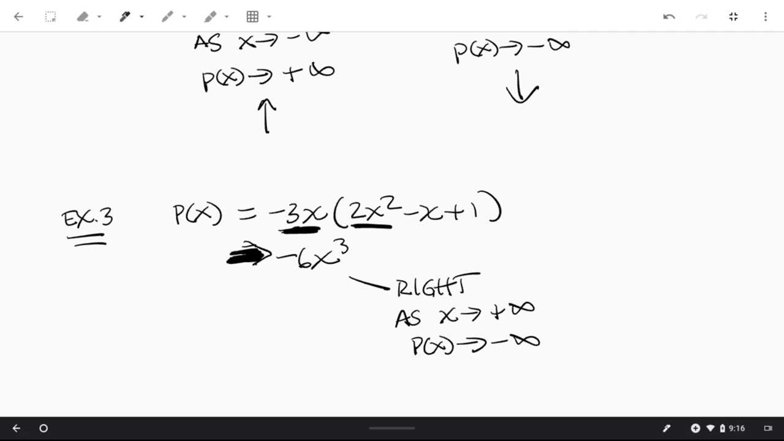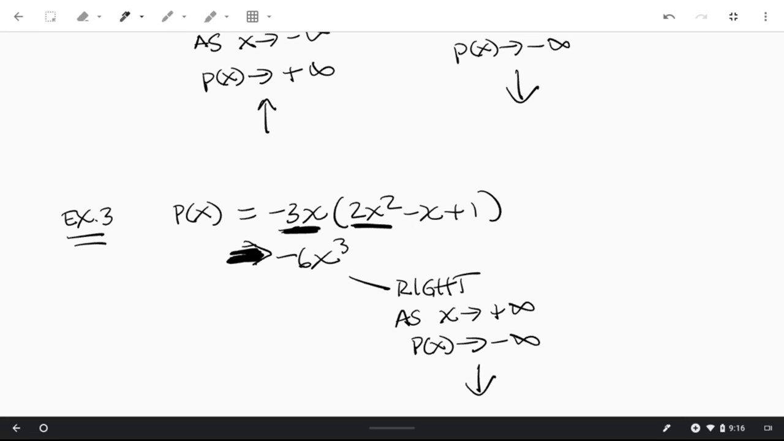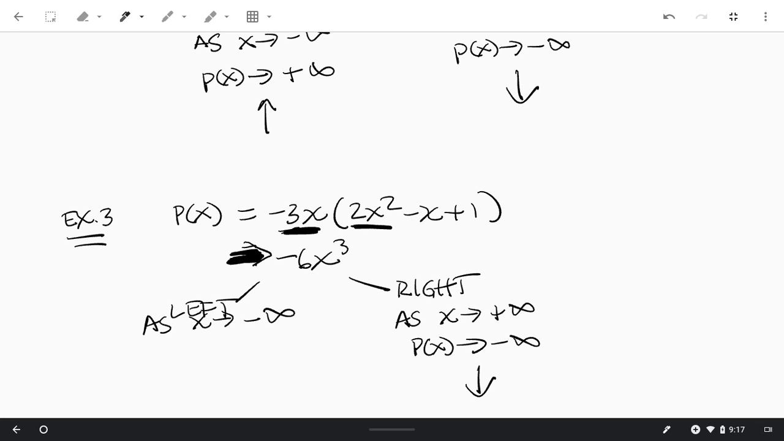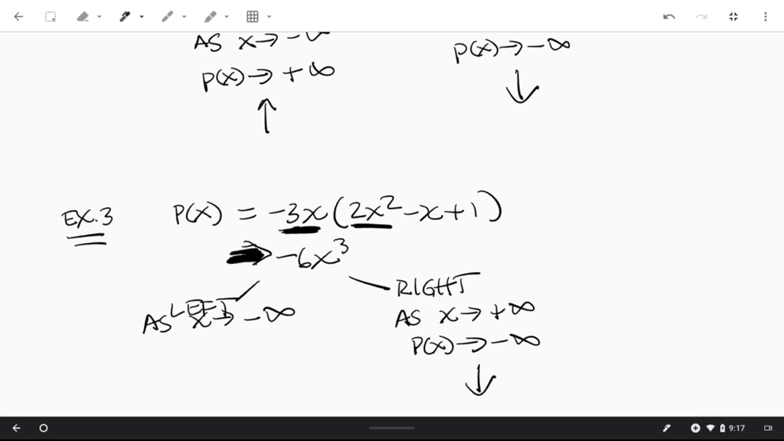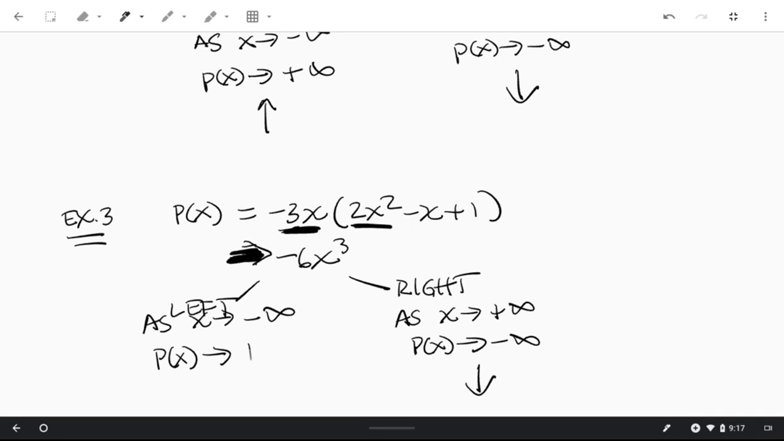And then let's also do the left-hand behavior. That's as x goes towards negative infinity, to the left is a negative. So let's plug in a very negative number. A very negative number to the third power is going to be negative. Times -6 will become positive. So our polynomial goes towards positive. On the left-hand side, our graph will be going upward.